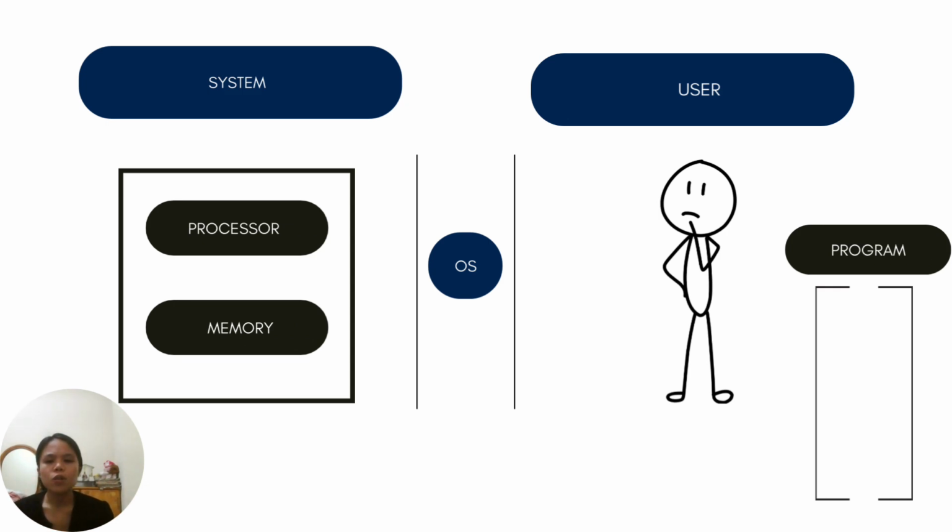Now suppose the user has a requirement. He needs to solve a problem. So what should he do? He would write a program for it. Now the basic task of the operating system is to make the system or the hardware execute this program for the user and provide him a solution.